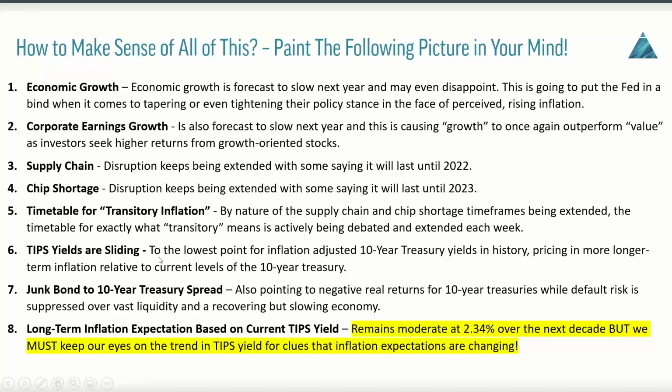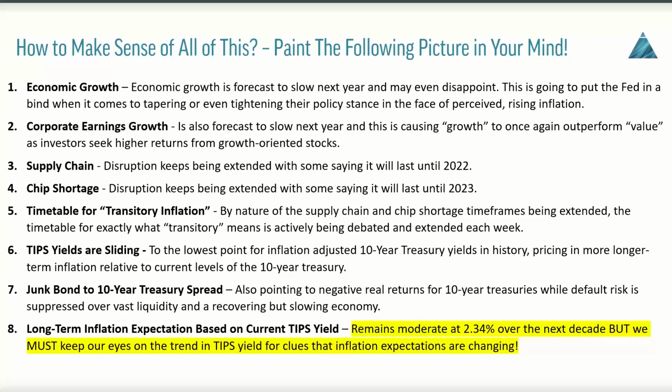So this uncertainty is causing TIPS yields to slide, right? Now we're at our lowest point for inflation-adjusted 10-year yields in history, and we're pricing in more long-term inflation relative to current levels of the 10-year Treasury. That's exactly what's happening. And at the same time, we've got those negative real returns for 10-year Treasuries, with risk of default being suppressed over the liquidity and recovering but slowing economy, pushing those junk bond to 10-year Treasury spreads down to record low levels.